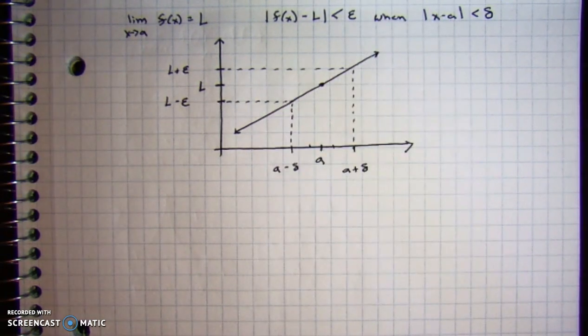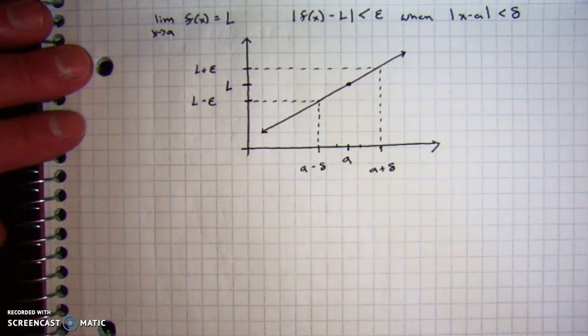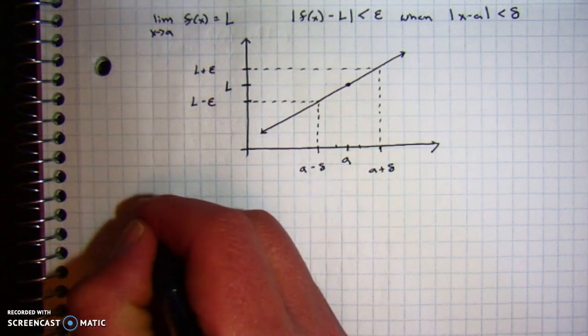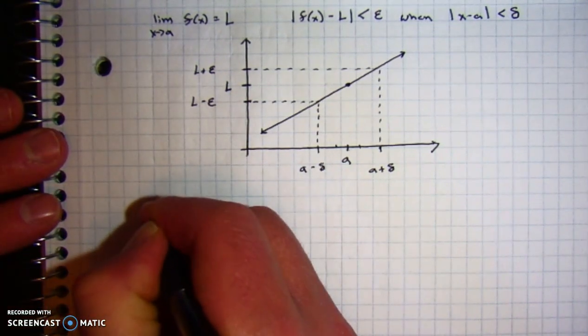So let's look at an example maybe that you can see how this works out. Because really what you do once you get later on, if you go on to an analysis class or something, is you're going to want to find a delta as a function of epsilon. So you want to find some sort of equation. So let's take a real easy example here.